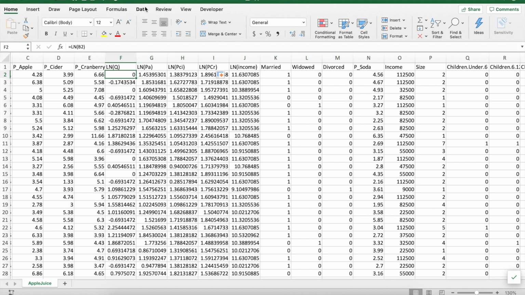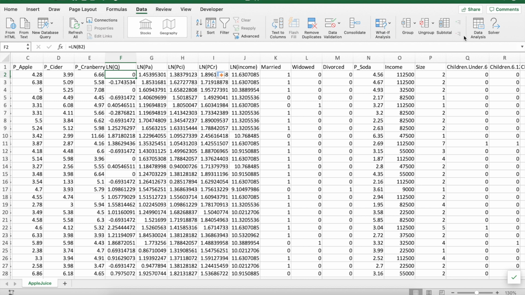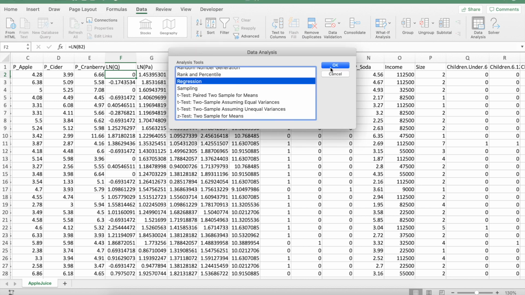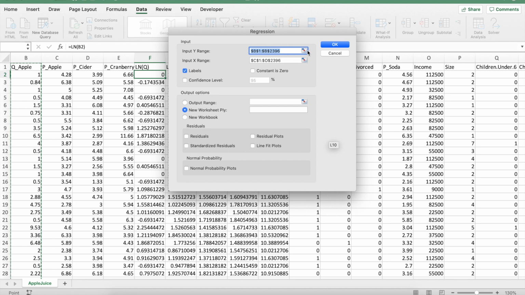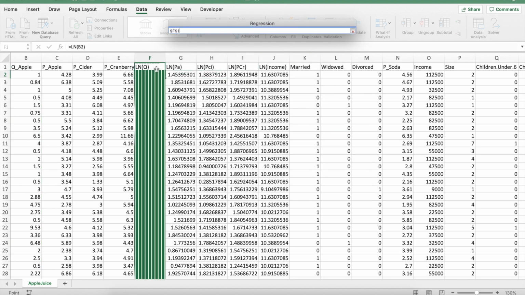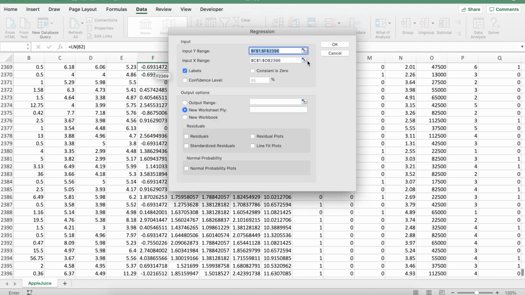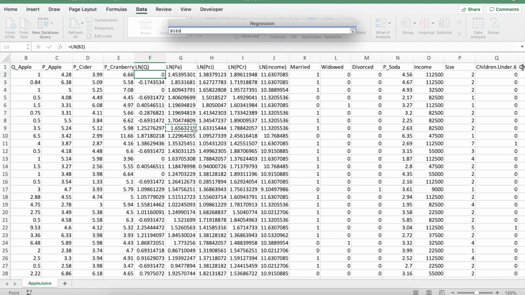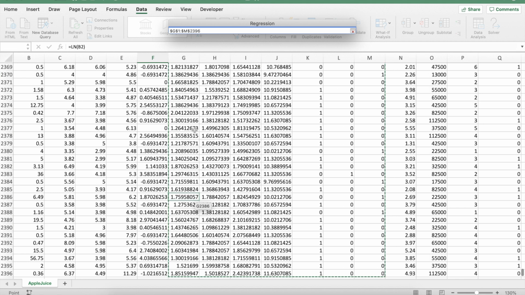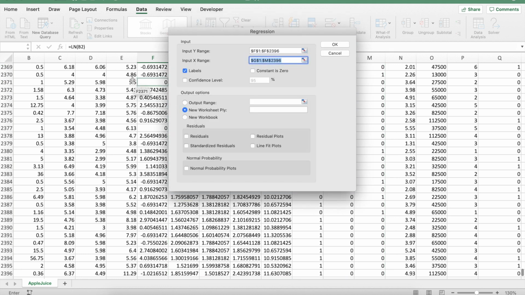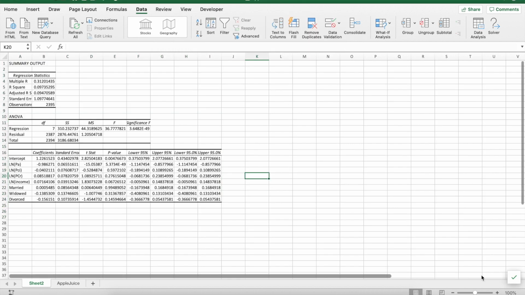At this point, this should be almost second nature. Go to our data tab, data analysis, regression. For our y range, we're going to select the natural log of q. Okay. For the x range, we're going to select the natural log of the price of apple juice all the way through these 3 dummy variables. Okay. Labels, and we'll send it to a new worksheet. Hit OK. And there we go.